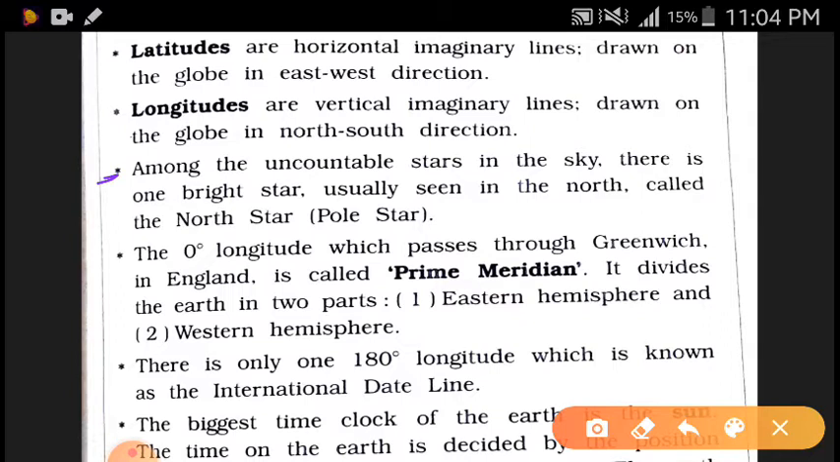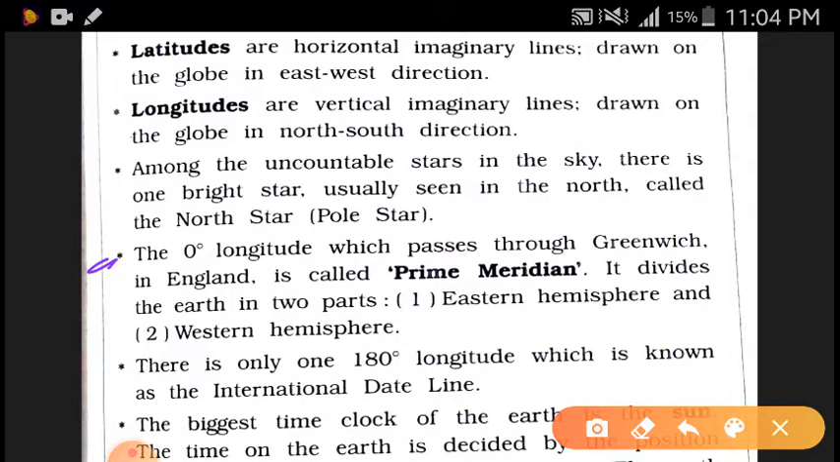We all are aware about that star, which is much bigger than the other stars and it shines much more than any other stars. That is why it is much more important to know the directions as well, and it is known as North Star or pole star.